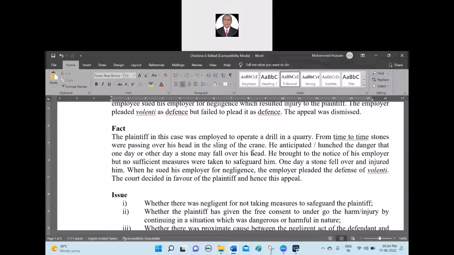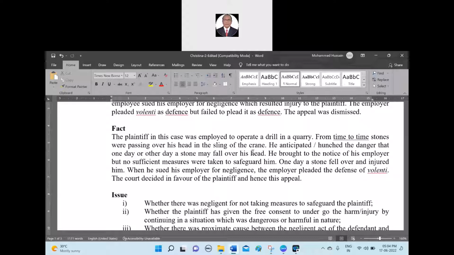What exactly is the case here? The plaintiff in this case was employed to operate a drill in a quarry. A drilling machine is there in the quarry, and he was operating it. From time to time, stones were passing over his head in the sling of a crane. The crane is carrying away the boulders, and he anticipated the danger that one day the stone may fall on his head.